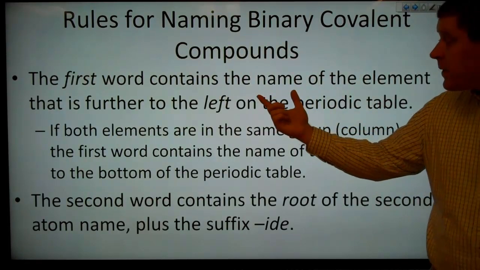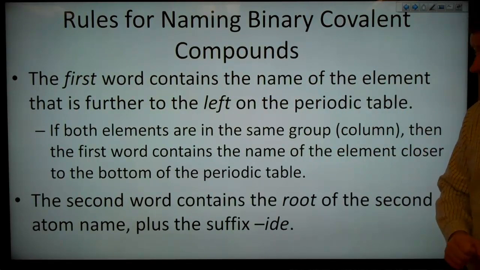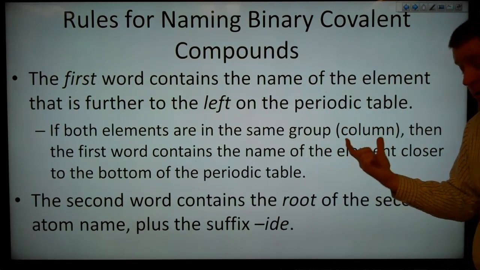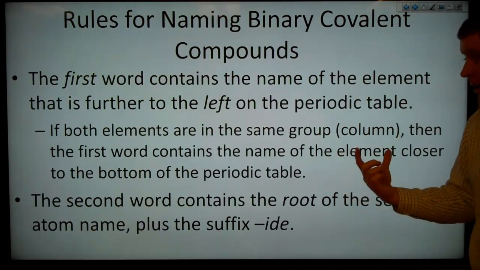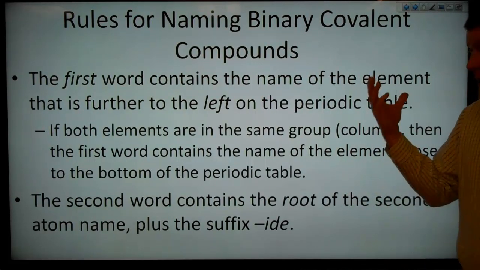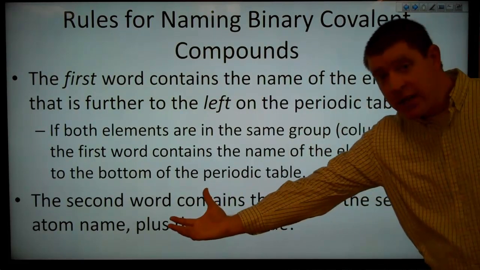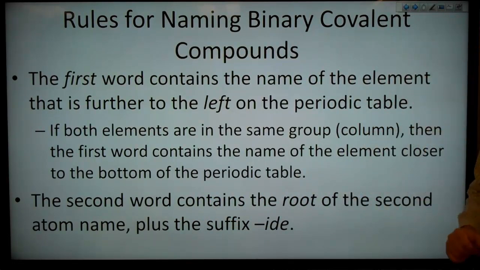The first word contains the name of the element that is further to the left on the periodic table. If both elements are in the same group, so in the same column on the periodic table, then the first word contains the name of the element closer to the bottom of the periodic table. So that first word is that element closer to the bottom left side of the periodic table. The second word is that element closer to the top right.